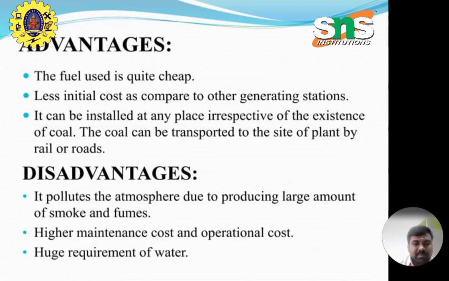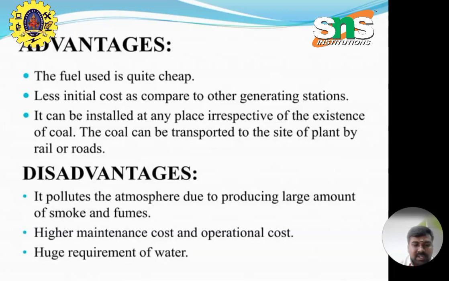Then the disadvantages of power plants are: it pollutes the atmosphere by producing a large amount of smoke and fumes. The smoke and the fumes are the main wastage. It comes from the power plants during the boiler operation. We get two wastages: one is ash, the other is the flue gas. The flue gas is again recycled by use of the air preheater. Again the wastage passes through the chimney, and from the chimney it pollutes the atmosphere.